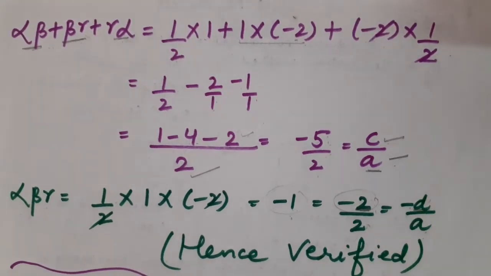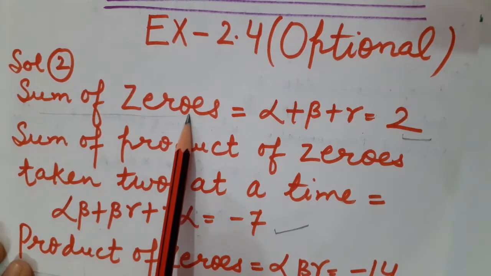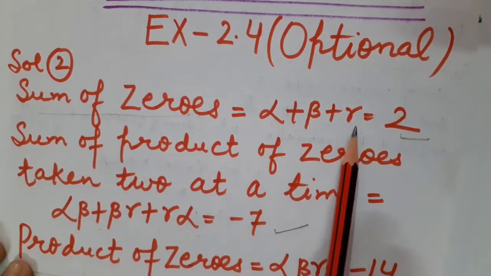Clear, children? Okay, now children, I am going to take question number 2 of exercise 2.4 optional. This is actually the third topic which I am going to cover today in my lecture. You have to just form a cubic polynomial when you know the sum of the zeros, that is alpha plus beta plus gamma.